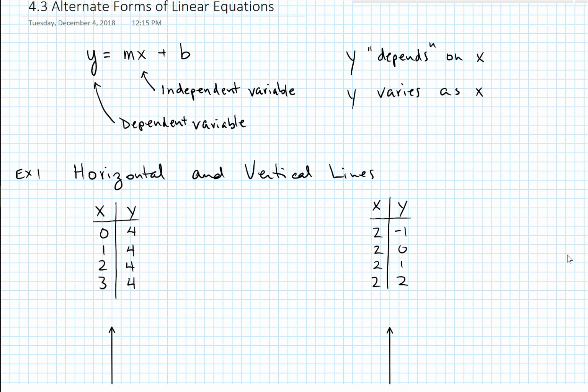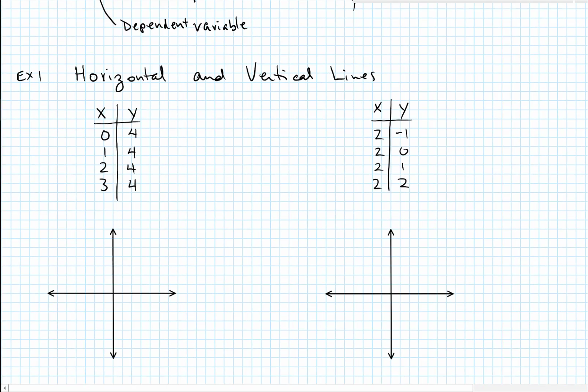But other linear relations, for instance, the one we looked at with converting from Fahrenheit to Celsius, is it really the case that Fahrenheit depends on Celsius or Celsius depends on Fahrenheit? You could argue both, depending on which way you write the equation. So we're going to look at some alternate forms of writing linear relations. And we're going to start by looking at horizontal and vertical lines.